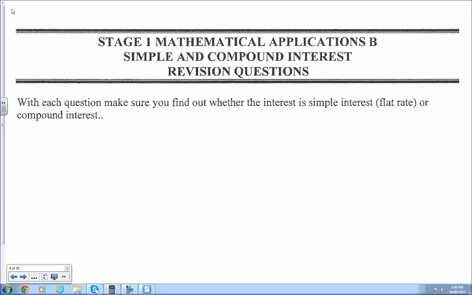Okay, stage one, Math Apps B, simple and compound interest revision questions. Key formulas we need to know for simple interest. I equals PRT. So I is interest, P is principal, R is the rate as a decimal, and T is time.